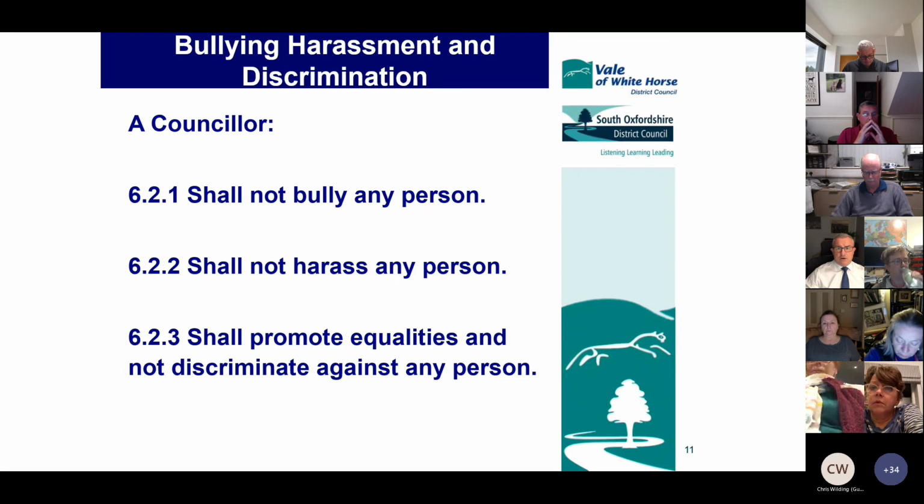I think all of us now know the concept of protected characteristics under the Equality Act. We have a public sector equality duty to foster good relations and to ensure that there is no discrimination.